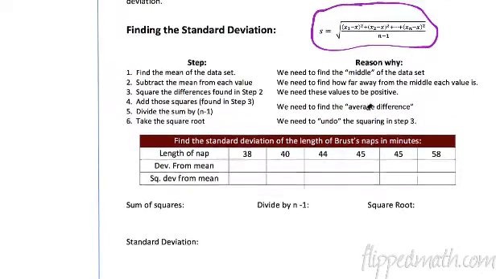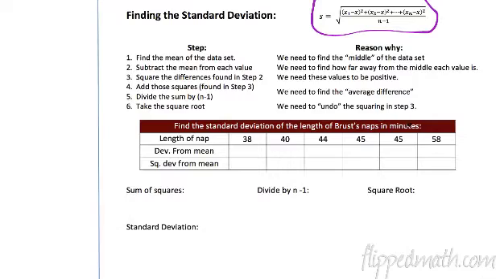Okay, so let's look at Brust's naps in minutes. All right, so I put them all right here. We know that the mean was 45. We figured that out before. So I'm going to write that over here somewhere. So the mean of Brust's naps is 45. So what this stands for here, we want to find the mean of the data set. We did that. Ta-da! Congratulations. Next, we want to subtract the mean from each value.